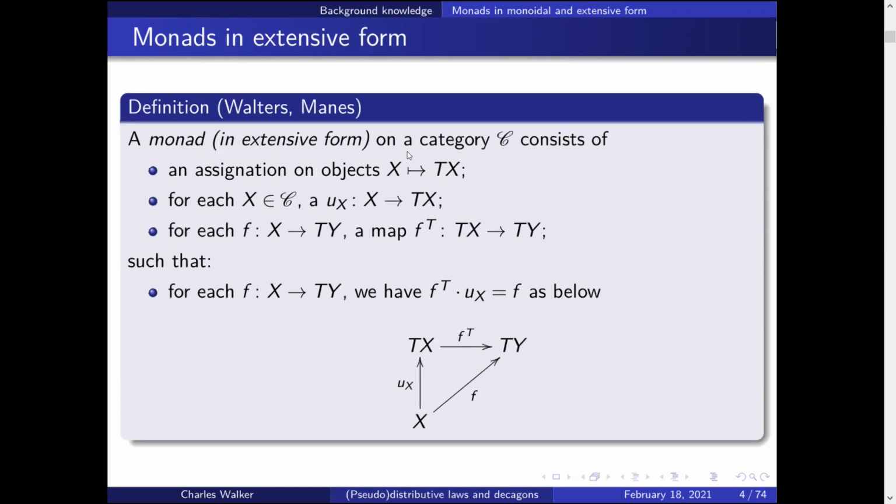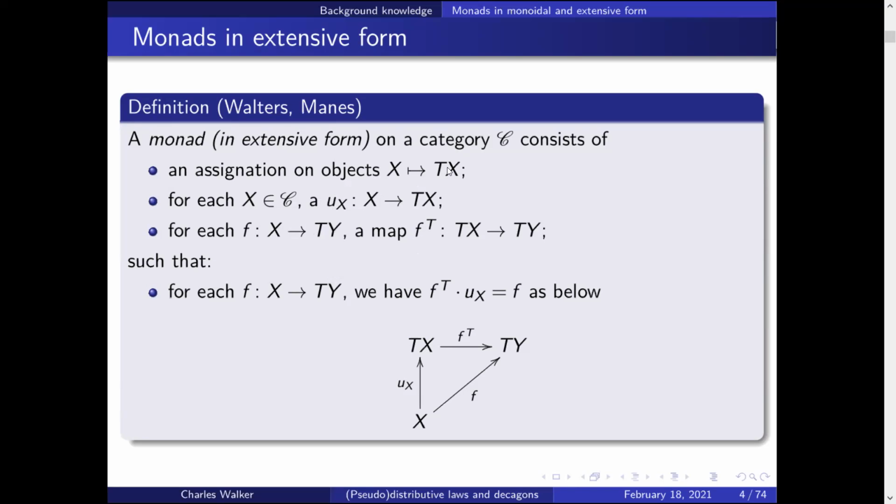Right, so a monad in extensive form can be given by an assignation on objects. Given any object X, we have a new object, which I'll call TX. And also for any object in our category, we have to give a unit map from X to TX. I should point out here, I'm not assuming that this is a natural transformation. We're just giving the data. And then for each map f from X to TY, we have to give a map TX to TY, which I'm going to call the extension of f.